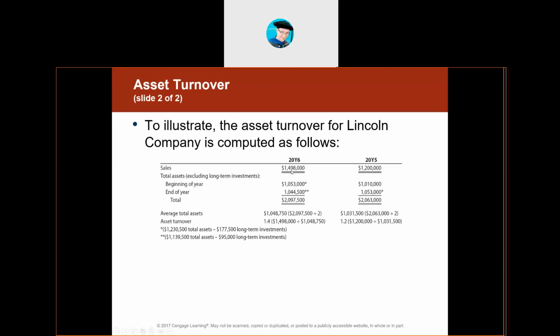So again, we take sales divided by average total assets. How do you get average total assets? Beginning of the year assets plus end of year assets divided by 2. So sales divided by beginning of the year plus the end of the year divided by 2 to get us to our asset turnover ratio.